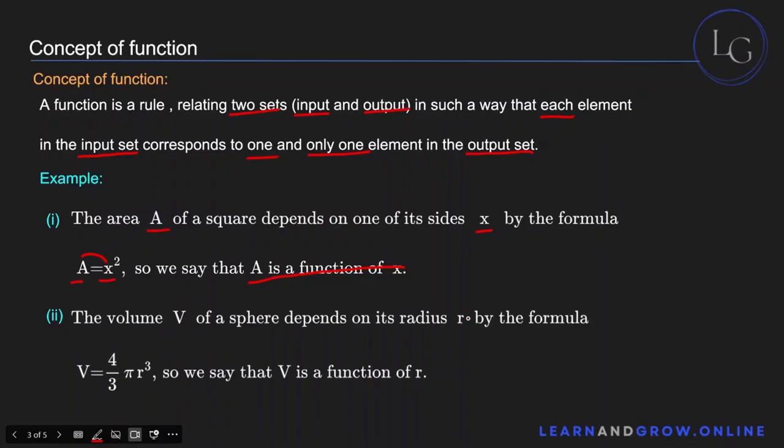Similarly, for volume, you have the same concept over here, because all of this is just a constant. 4 by 3 pi is a constant, so you're left with R cube. V is related to R cube, and for every single value of R that you put in, you have a distinct value for V, the output. So this is a function as well.